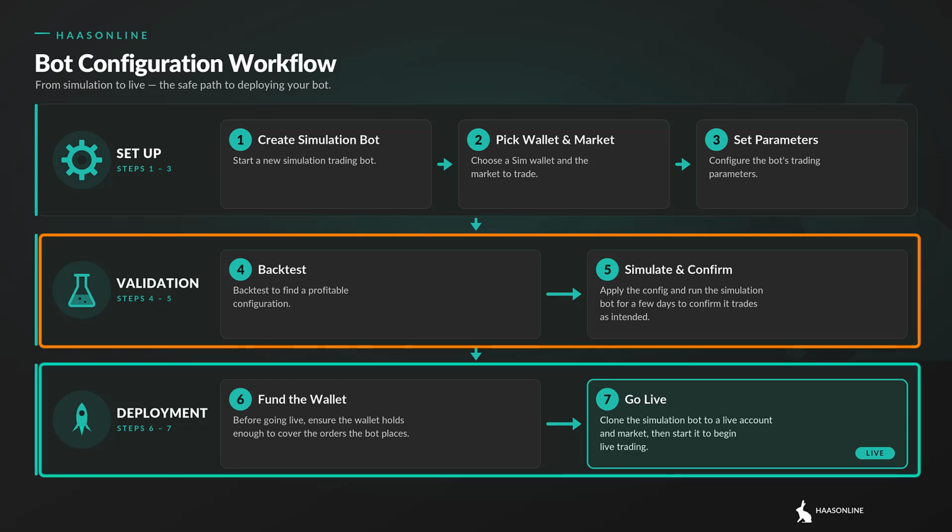Finally, deployment. Once you're confident, you fund the wallet, making sure there's enough to cover the orders the bot will place, then clone the simulation bot to a live account and market and start it up. That's the full loop. Build it safely, prove it works, then go live trading.